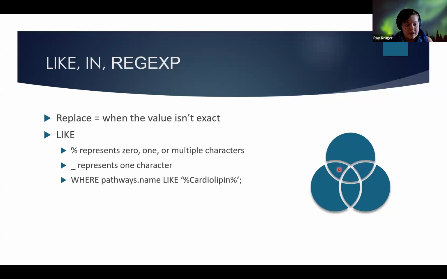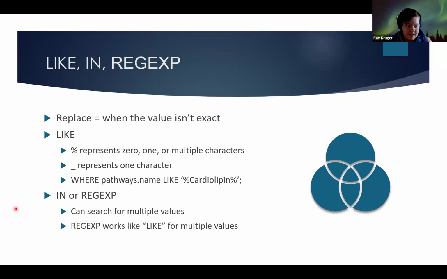So an example of that would be where the table pathways, their name, is like %cardiolipin%. So the name of the pathway could have cardiolipin anywhere inside of that name. If you want just cardiolipin at the beginning, you could remove this percentage sign. If you just want it at the end, remove this percentage sign, and you can put it anywhere in the middle of the word as well.